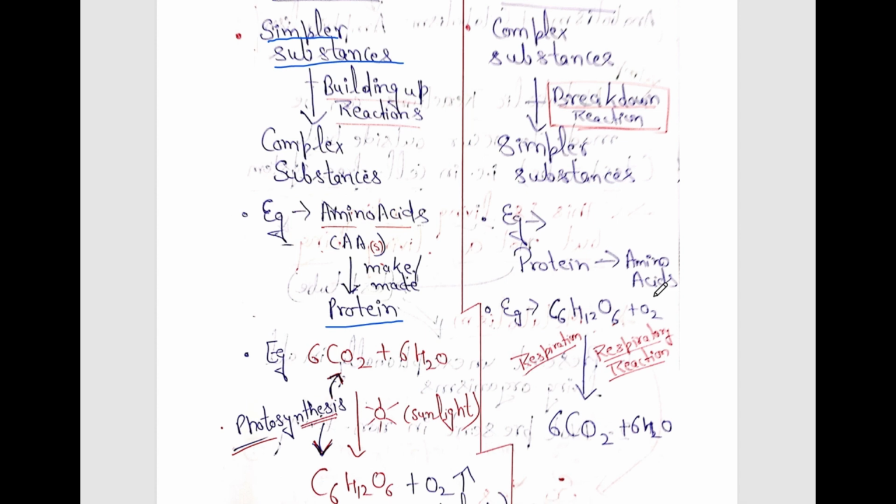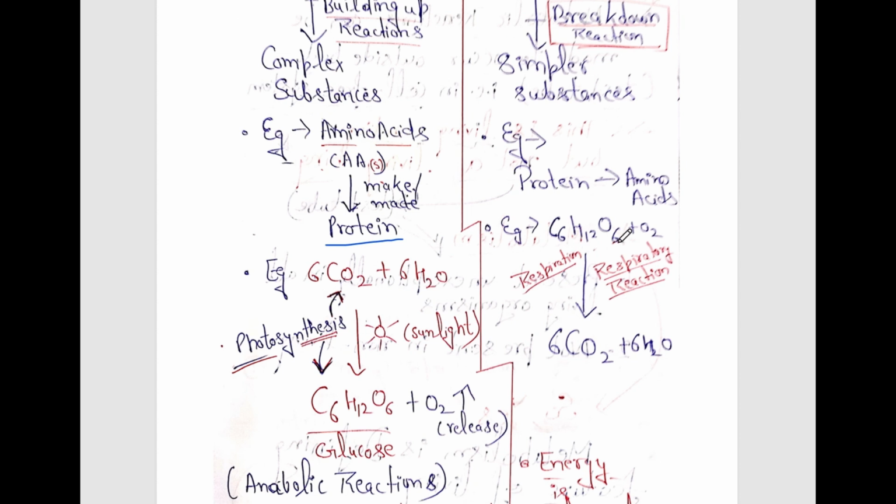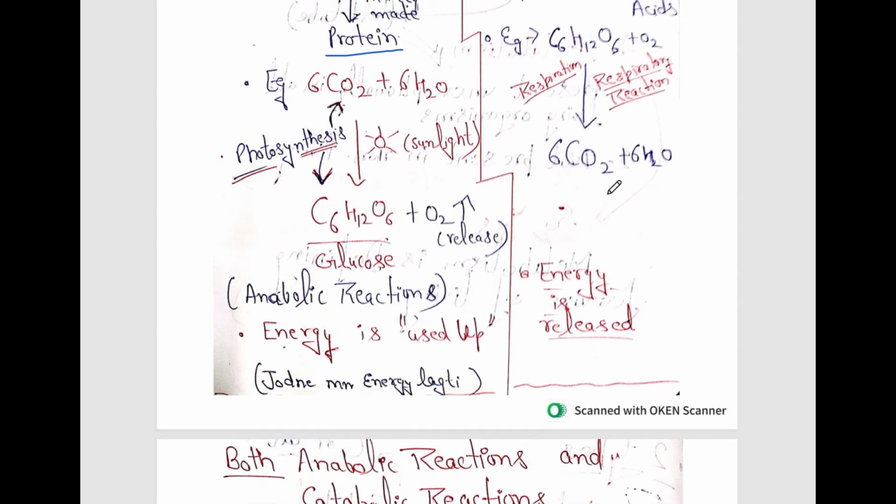for performing different body activities, like C6H12O6 plus 6O2, and then enzymes, and then 6CO2 and we get 6H2O plus energy. Here energy is released.